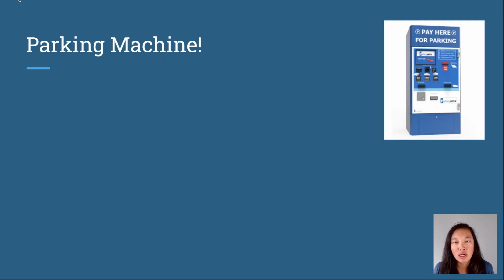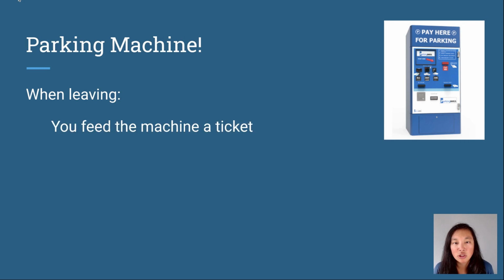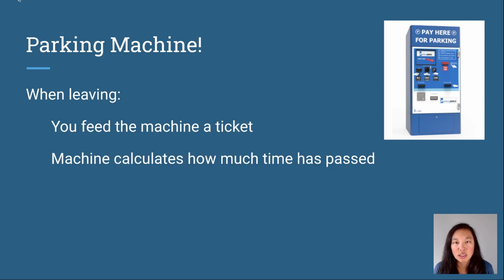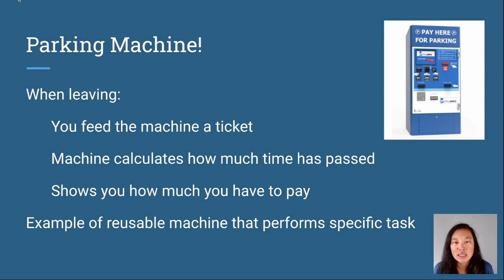So let's take a look at what a parking machine does. When you leave the parking garage, you need to give the machine a ticket. The machine is going to calculate how much time has passed and then show you how much you have to pay. So this is an example of a reusable machine that performs a specific task. Similarly, a function is going to have reusable code that performs a specific task.